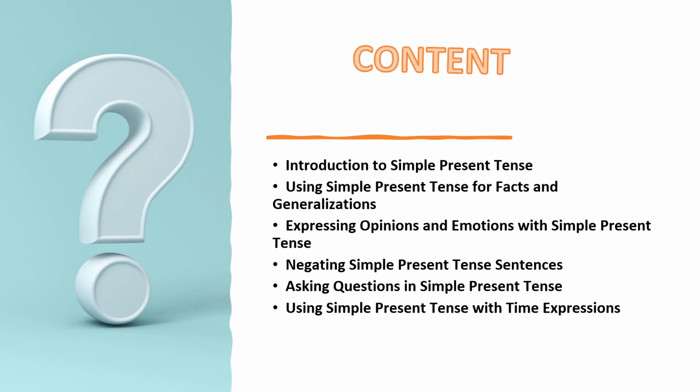To negate a sentence, the word not is added after the auxiliary verb do, and to ask a question, the auxiliary verb do is placed before the subject. It's a useful and versatile tense to master in your English language learning journey.